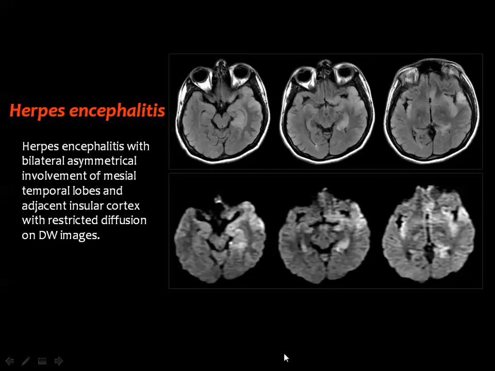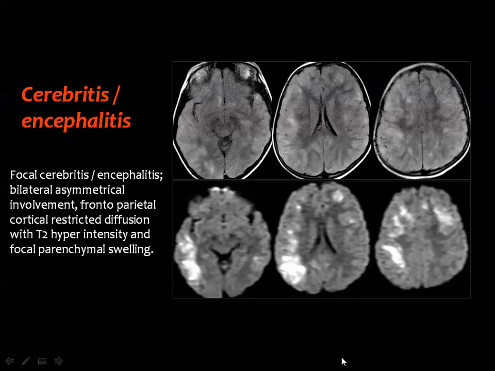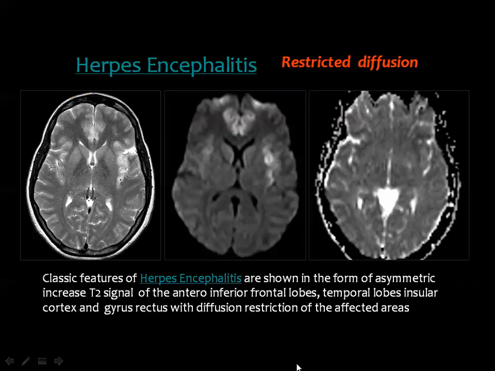Also, in cases of herpes encephalitis, if the lesions are subtle, they are not well demonstrated in the T2 and the FLAIR images, and the lesion is seen here, but it will appear much brighter in the diffusion weighted images because of the restricted diffusion. And this is an example of encephalitis, FLAIR image and diffusion weighted images. And you appreciate the lesions that are well prominent in the diffusion weighted images compared to the FLAIR images.